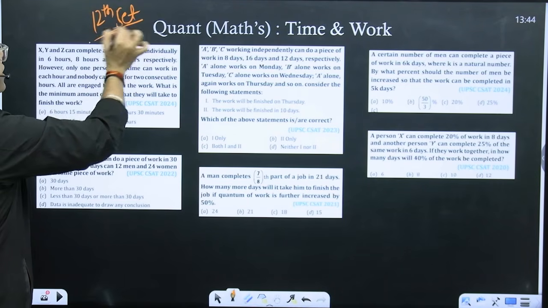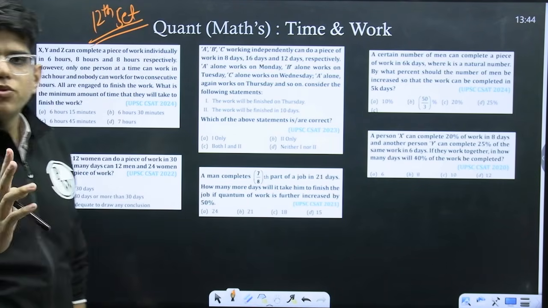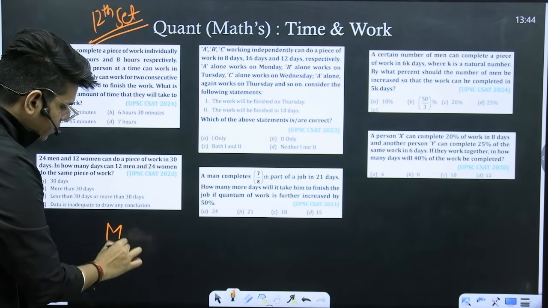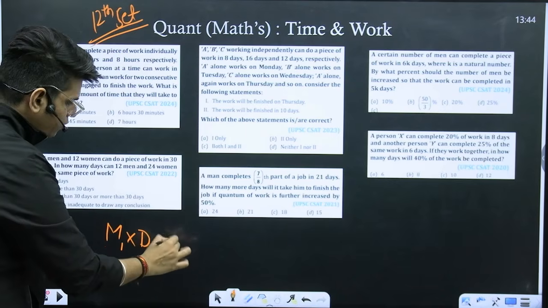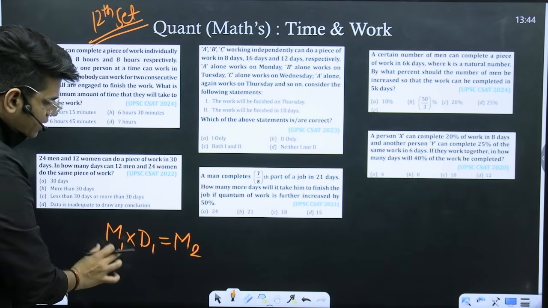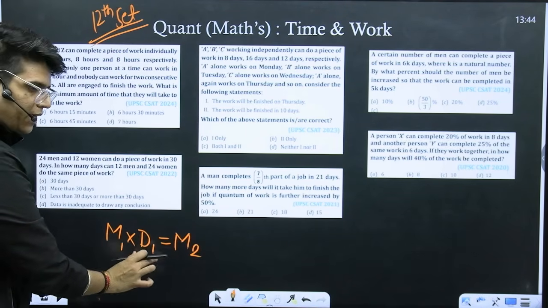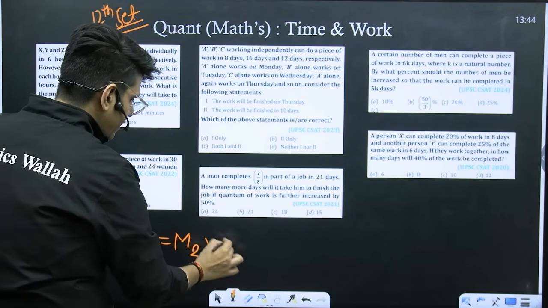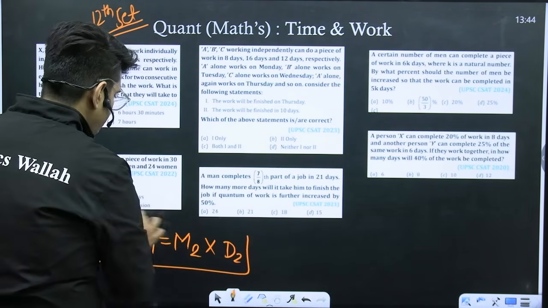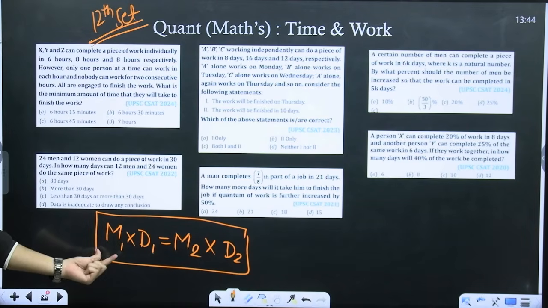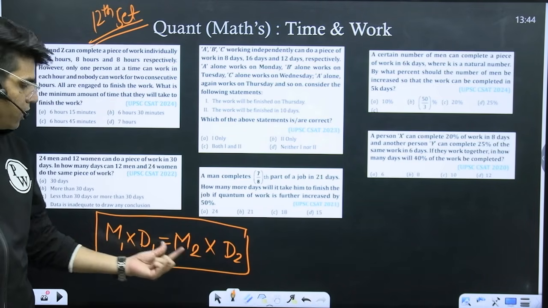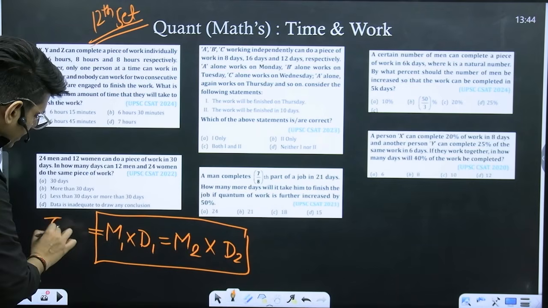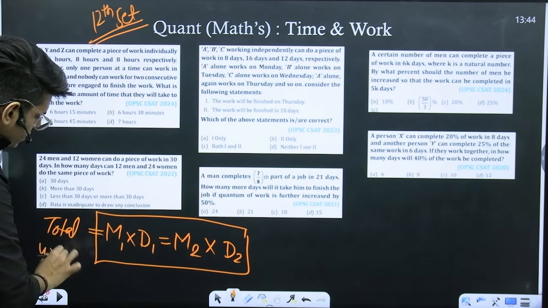In time and work, you need to know 2 things. One: men into days equals total work. Suppose 7 men can complete the work in 10 days, that is 70. So 14 men can complete the work in 5 days. First type of questions are done by this. If you change the number of men here, you will get different days here. And this amounts to total work. This is the first concept.